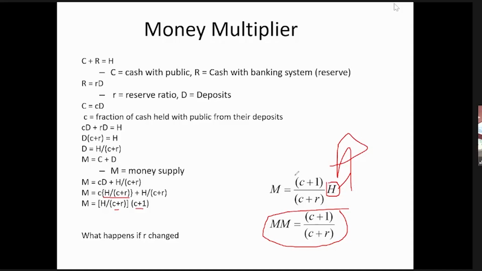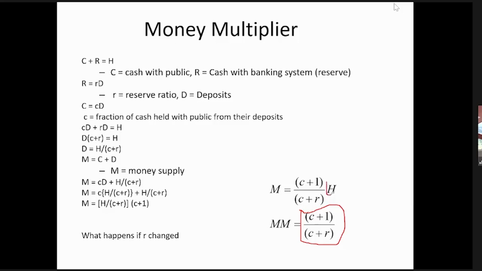Because this part says the money multiplier: how much money commercial banks can generate. Right? So therefore, we call this the money multiplier. Simply it says, if we increase high-powered money by 1 rupee, what is the total change in the money supply? So this tells us the policy implications.